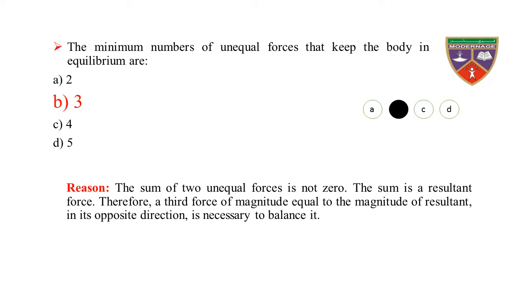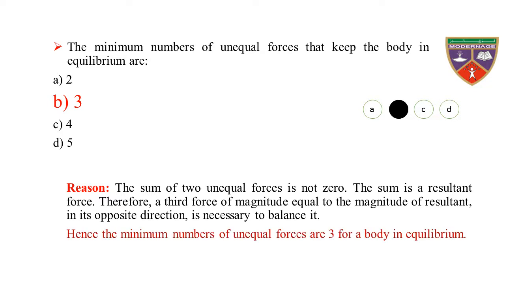Reason. The sum of two unequal forces is not 0. The sum is a resultant force. Therefore, a third force of magnitude equal to the magnitude of the resultant in its opposite direction is necessary to balance it. Hence, the minimum number of unequal forces is 3 for a body in equilibrium.